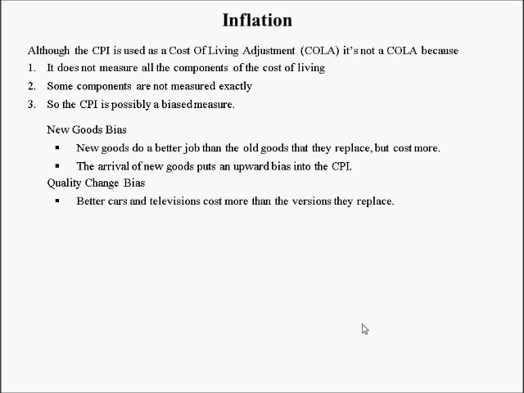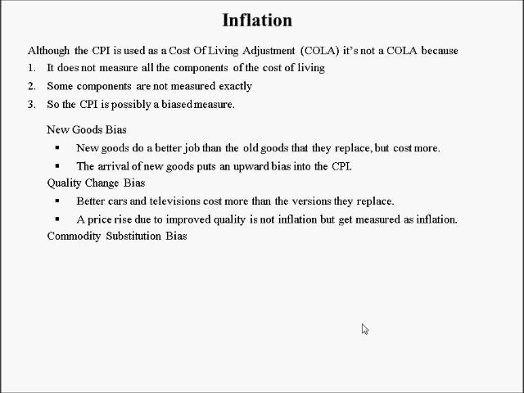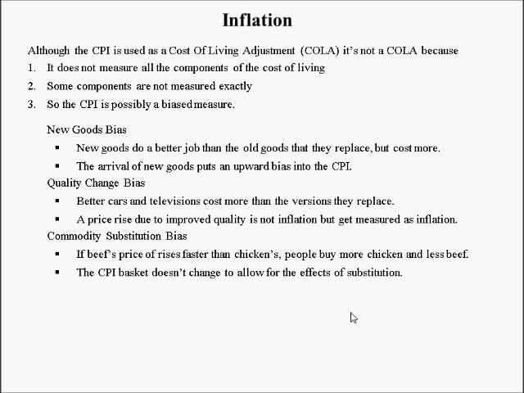Then there's the quality change bias. Better cars and televisions cost more than the versions they replace. A price rise due to improved quality is not inflation, but gets measured as inflation. Then there's commodity substitution bias. If beef's price rises faster than chicken's price, people buy more chicken and less beef, right? But remember, the CPI market basket is fixed for a couple years. So there's a commodity substitution bias.